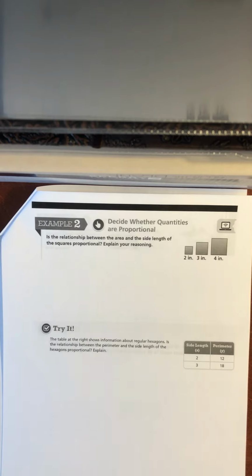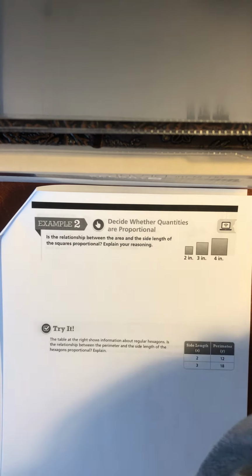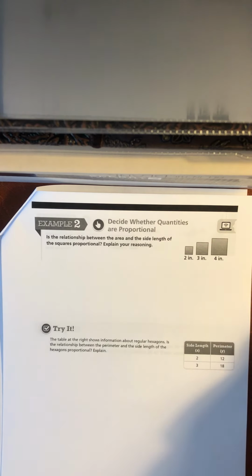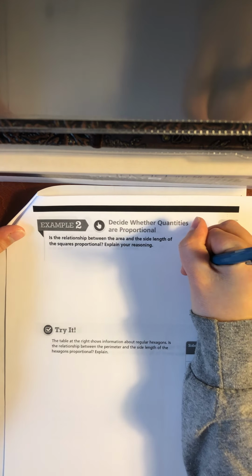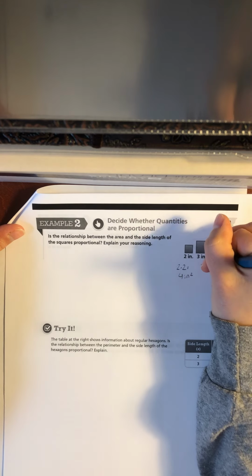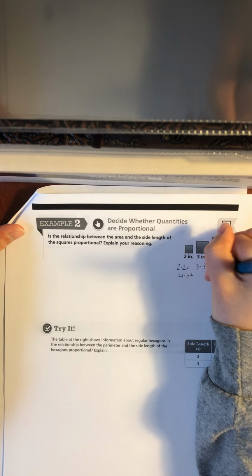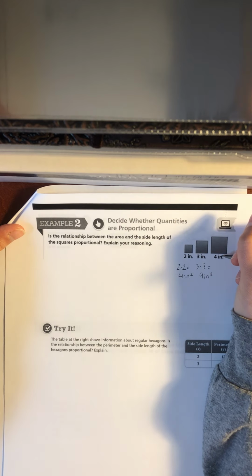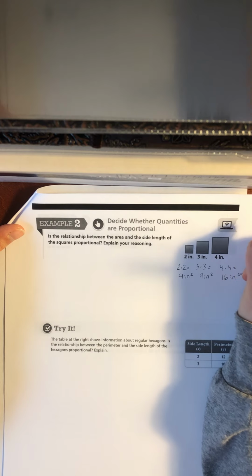Next, example 2. Is the relationship between the area and the side length of the squares proportional? Explain your reasoning. Okay, so remember, area is length times width. So for this square, the area is 2 times 2, which equals 4 inches squared. For this square, the area is 3 times 3, which equals 9 inches squared. And for this one, 4 times 4 equals 16 inches squared.